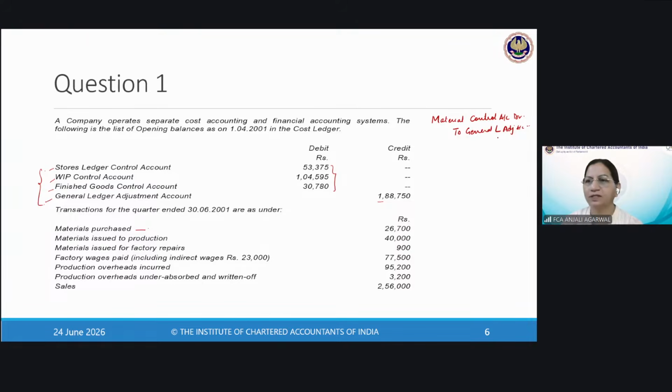How much? 26,700. This will move to stores. So stores ledger control account debit to material control account. 26,700. Instead of passing these two entries, you may directly pass an entry, stores ledger control account debit to general ledger adjustment account.